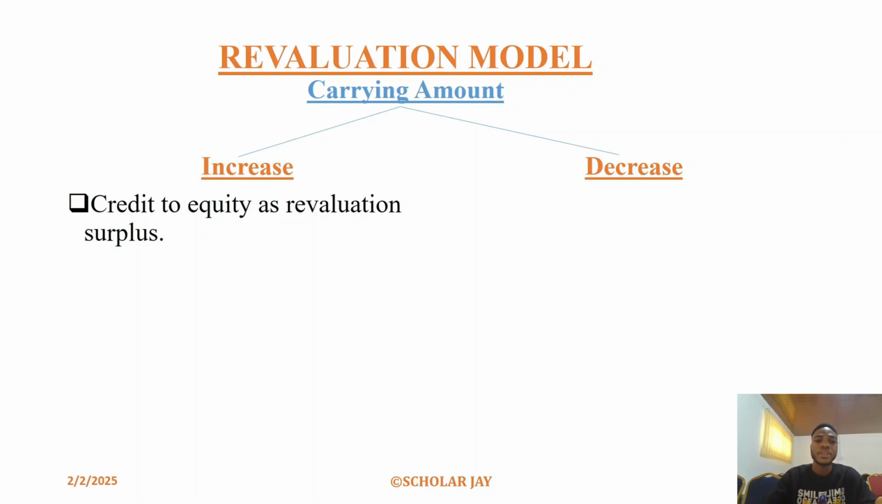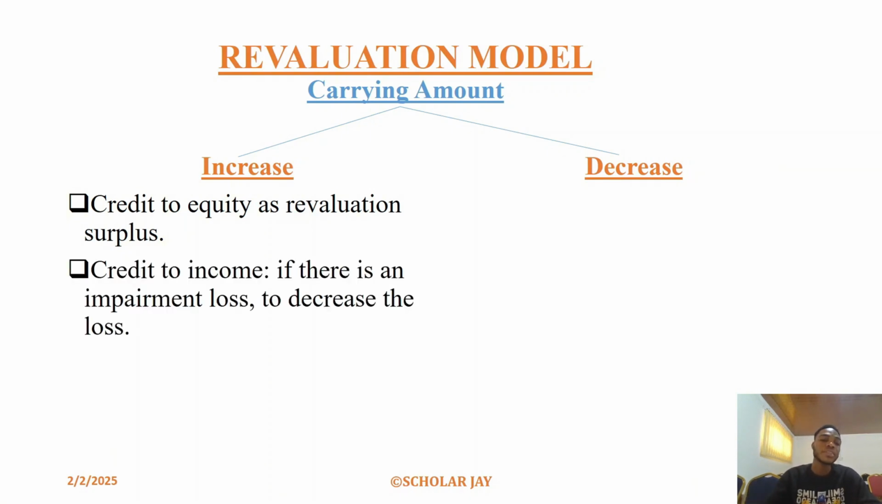But in instances where this asset has already been subjected to impairment, it means that there is a loss somewhere in the P&L. Is that not it? So you must make a credit into the income statement to reduce that loss.